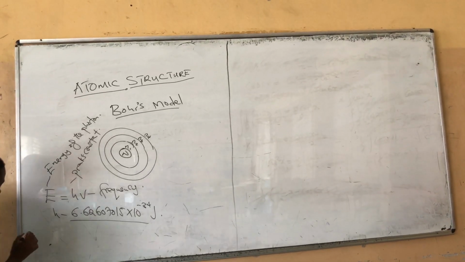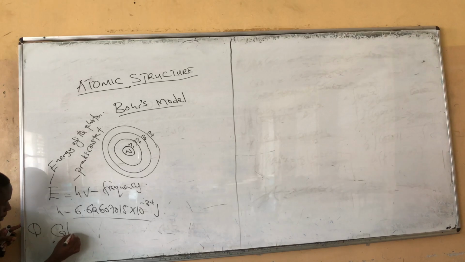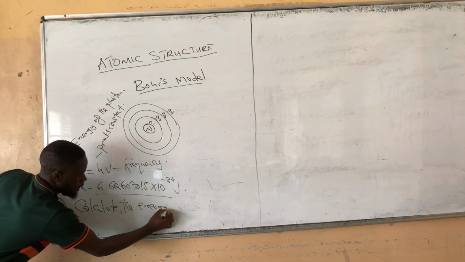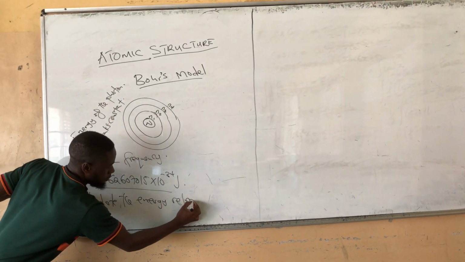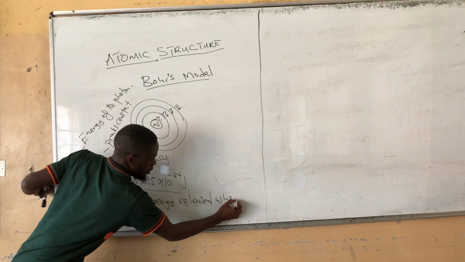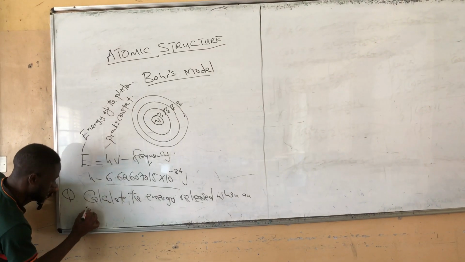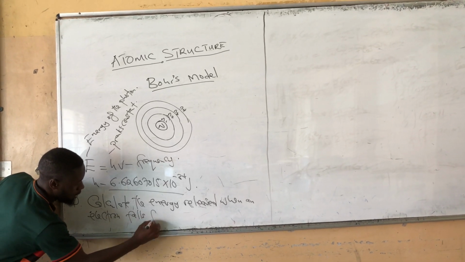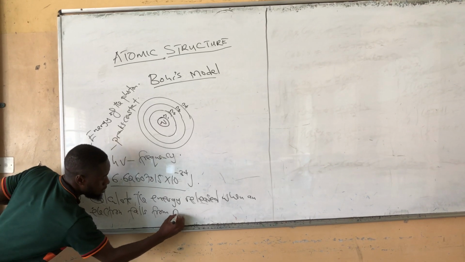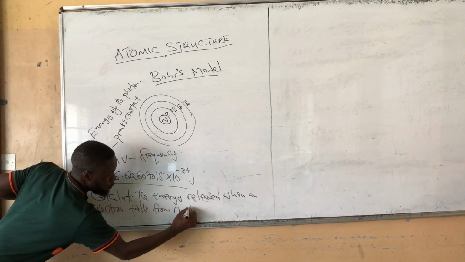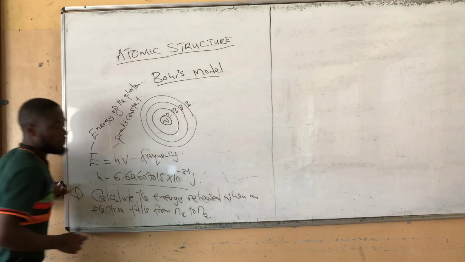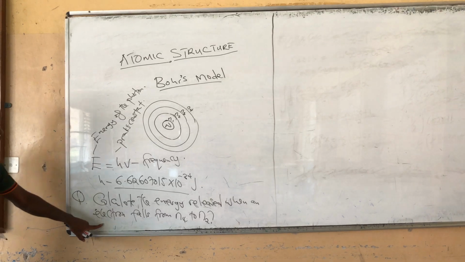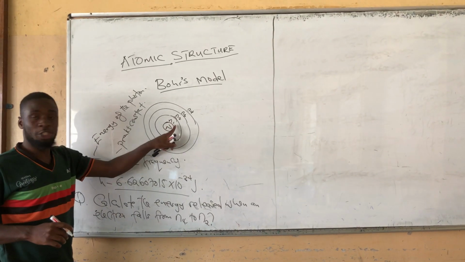So what if we are told now to calculate the energy released? Let me put a question here. Calculate the energy released when an electron falls from N4 to N2. So here's the question: calculate the energy released when an electron falls from N4 to N2.